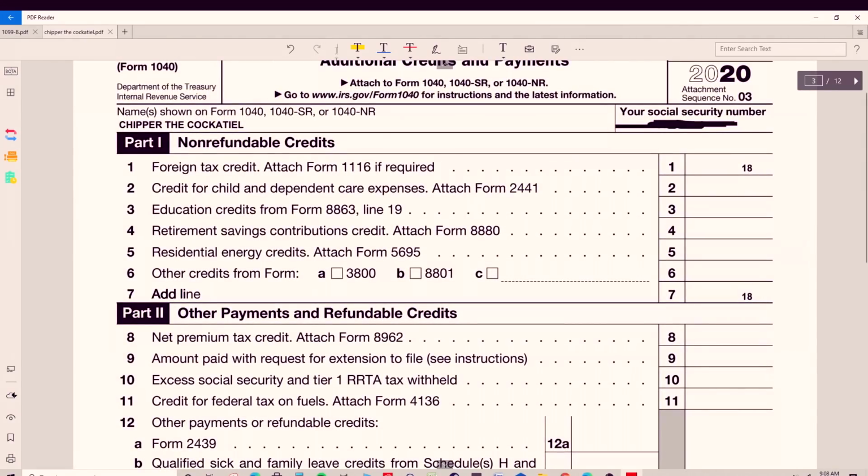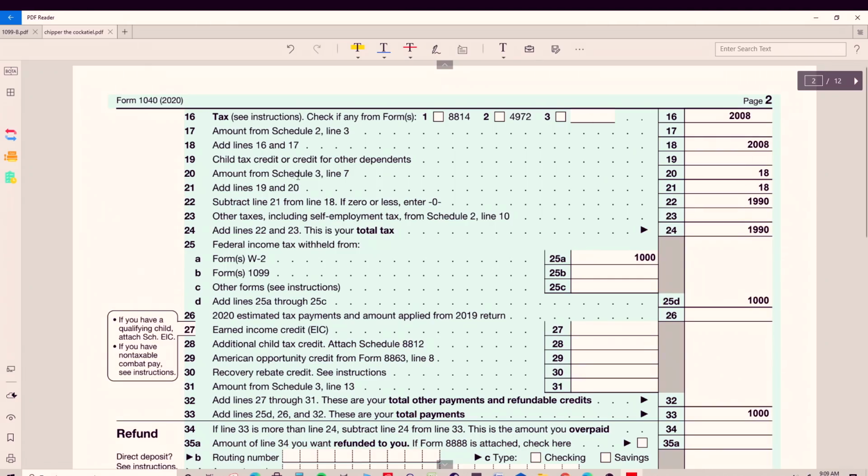And so this $18 comes from here, from the 1099-B, to here, and up to page 2 of the 1040. Here's that tax credit right here. As you can see, in this example, the total tax that was calculated was $2,008. This tax credit comes in and further reduces his taxes by another $18. Therefore, his tax liability in total is $1,990.